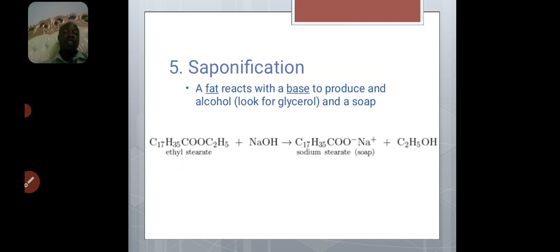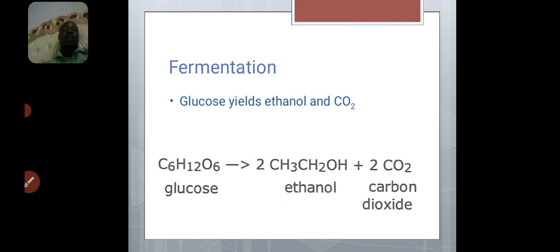Then the next thing is the saponification reaction. It is also an organic reaction. In saponification, a fat reacts with a base to produce soap and glycerol, or alkanol. Generally, it is the reaction we use to produce soap in the industry. So it is like alkaline hydrolysis, it hydrolyzes fat. We use the saponification reaction in the industry to produce soap.